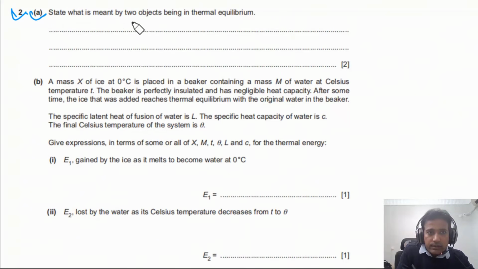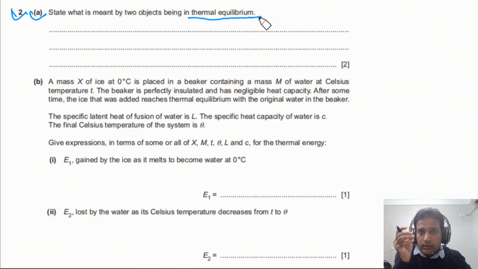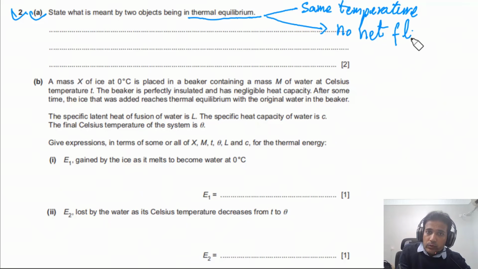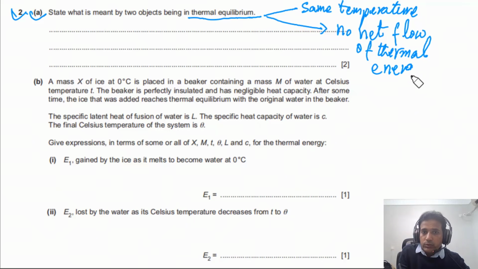Question 2, part A says, state what is meant by objects being in thermal equilibrium. For thermal equilibrium, there are 2 points you need to understand. The first one: when two objects are in thermal equilibrium, they must have the same temperature. And the second: no net flow of thermal energy between them. Then we can say two bodies are in thermal equilibrium. So these 2 points you have to mention in your answer.